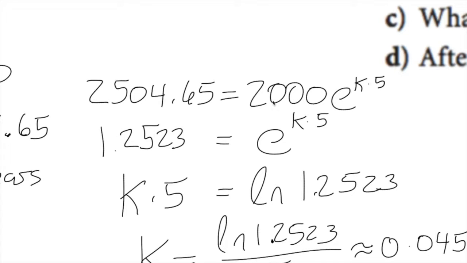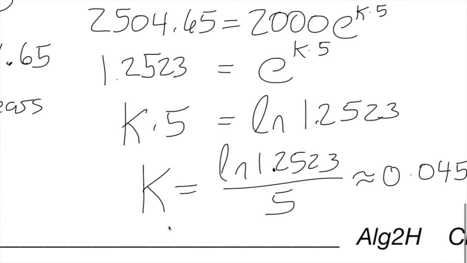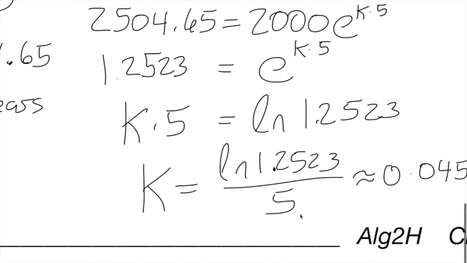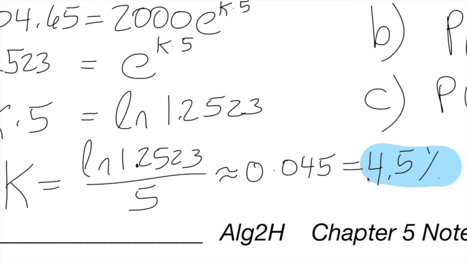So divide both sides by 2,000, you get this, and then rewrite as a log, you get this. Remember that the exponent goes out here, and the power goes inside the log. And of course it's base e, so base e is a natural log here. So dividing both sides by 5, we finally get a fraction that you can type into a calculator to get k, which is 0.045, which converting to a percentage is 4.5%.